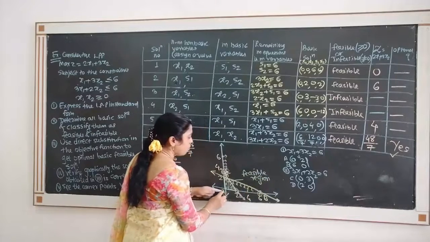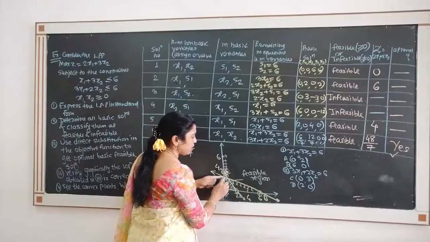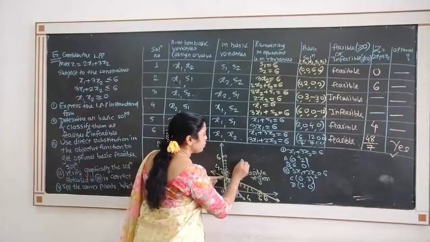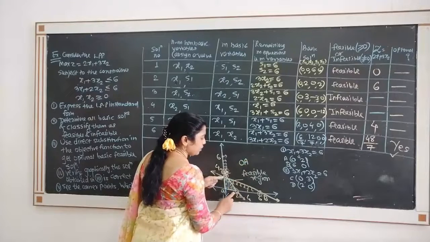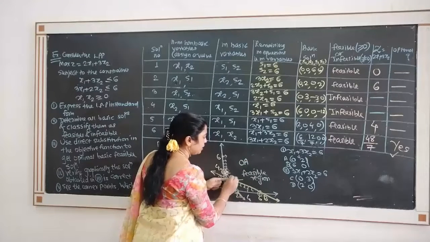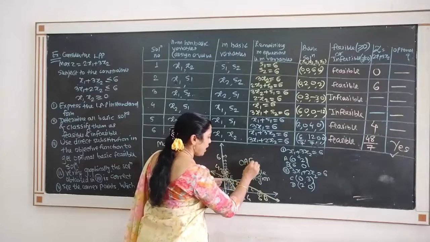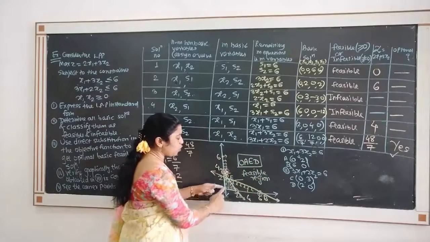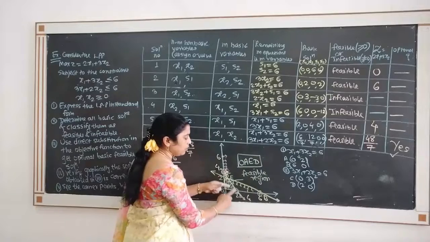See the points. O. This point is A point. Sorry, 0, 2, that is A point. So O, A. This point is D. I will label this as E. So O, A, E, D. This is the feasible region. The feasible region is O, A, E, D.